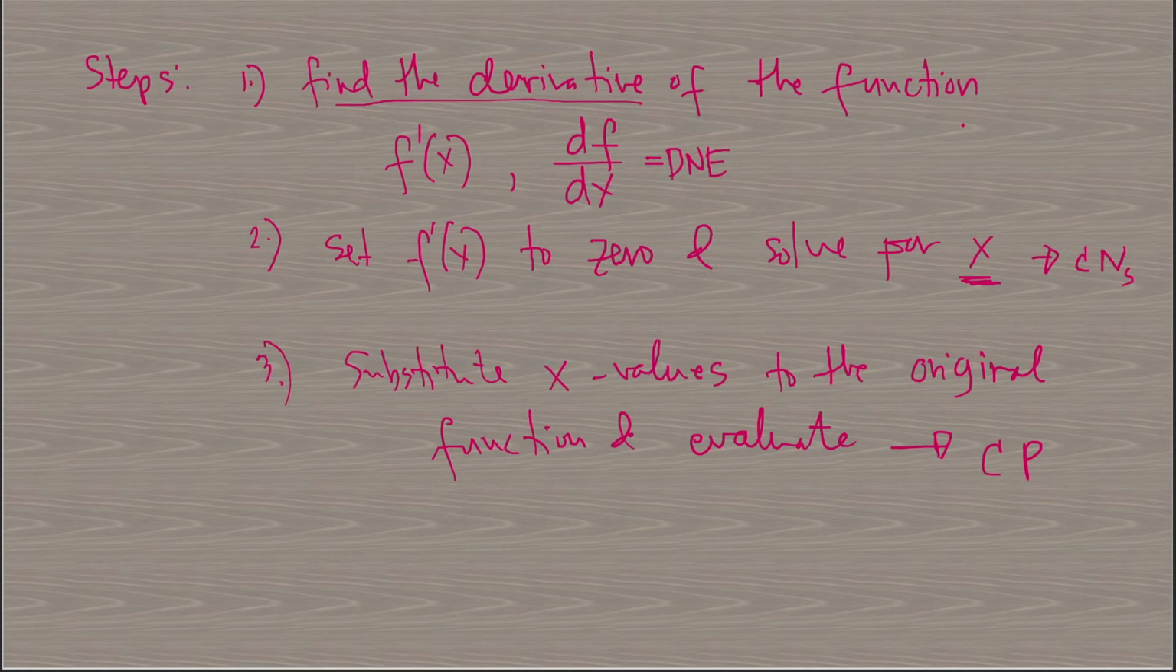The first one, derive the function and determine also the possibility that the derivative does not exist. Step number 2, set the derivative to 0 and solve for x in order for you to have critical numbers. And step number 3, substitute the x values, or the critical numbers, to the original function and evaluate to get the critical point. So we'll have our first example.